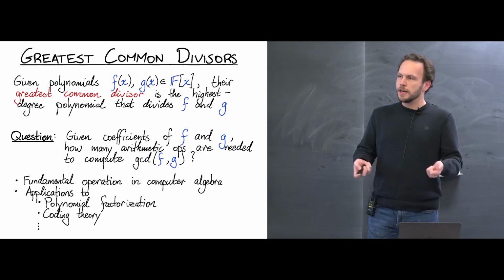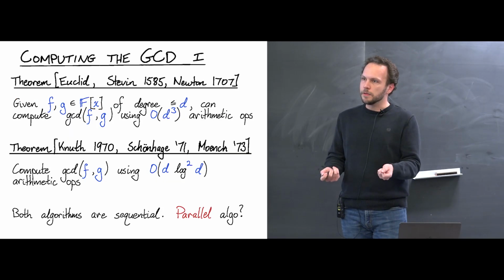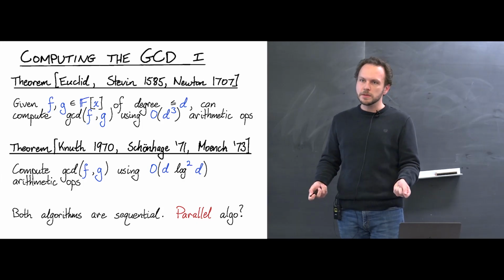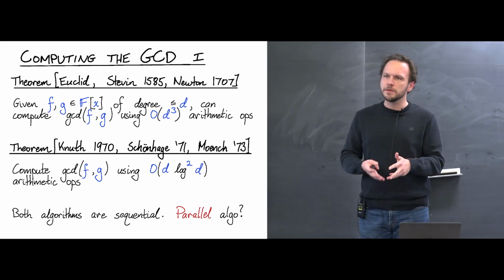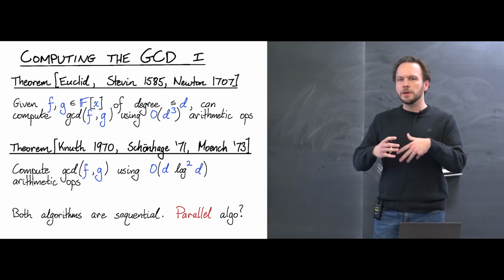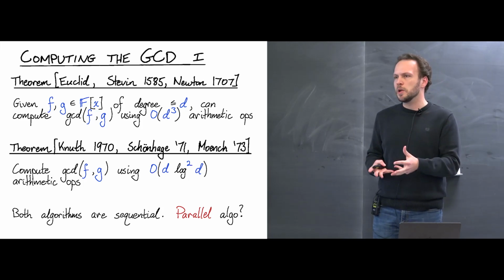Well, we all know that you can actually compute the GCD in polynomial time. In particular, if you take the Euclidean algorithm and run it on your pair of polynomials, you get the GCD as the output, and a rough, naive estimate of the running time of this algorithm says you use about d cubed many operations in order to compute the GCD of two degree d polynomials.